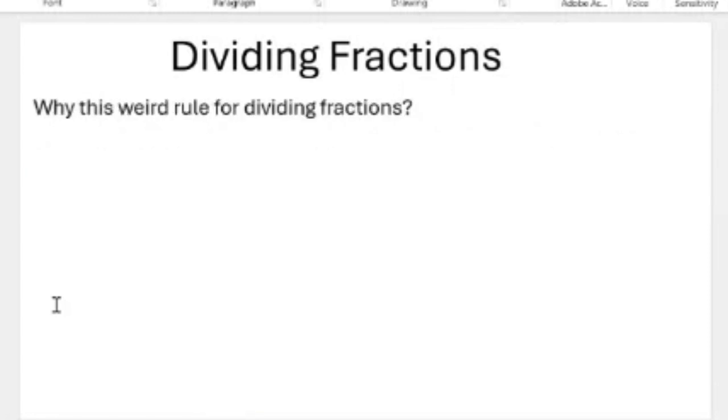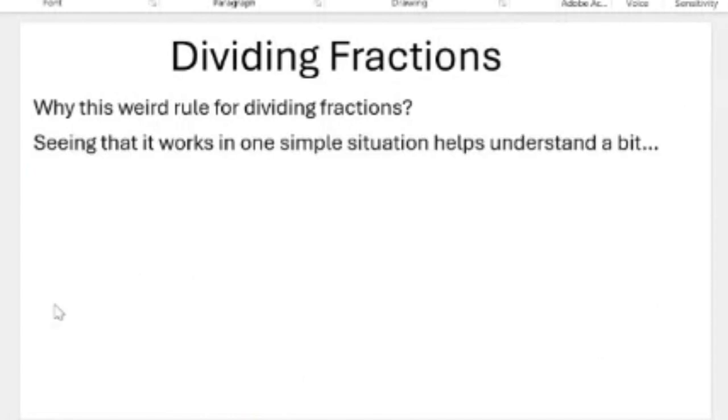Right, so why this weird rule for dividing fractions? I say here that if we can see that it works in one simple situation, then at least it might help understand a bit. To really prove this to you, we gotta wait till you know a little bit more math, more like Math 053. Then I could show you a formal official proof of why it works. But for now, it just helps us to think about it.